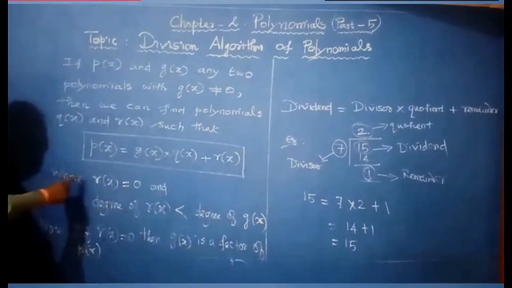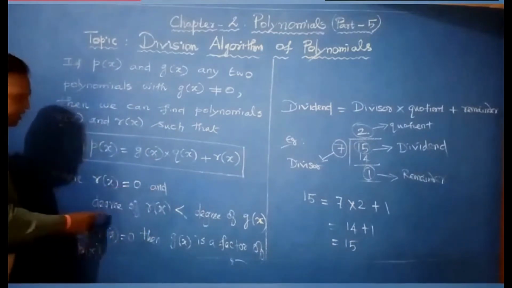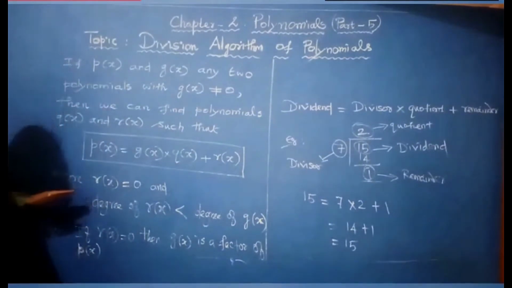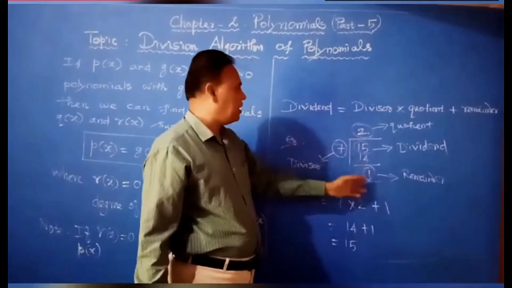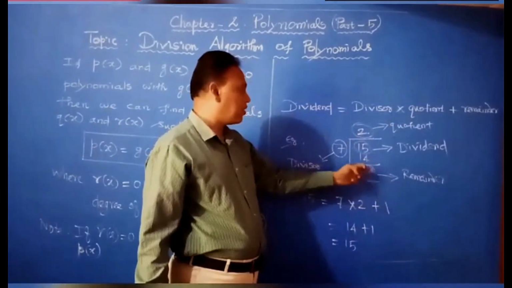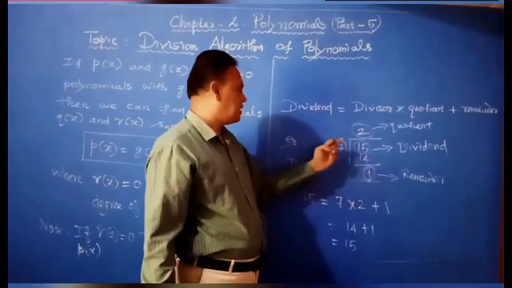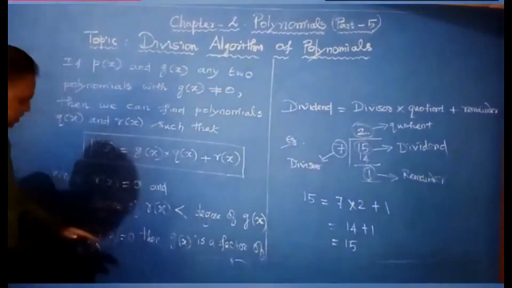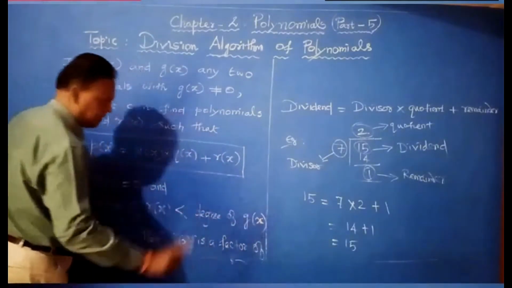Here r of x equal to 0 or degree of r of x less than degree of g of x. This condition you have to remember. Always see for this example when you divide, sometimes you will get remainder 0. Sometimes what you will get is less than the divisor. The remainder is less than the divisor. Understand? Same way here, we are using degree. Degree of r of x less than degree of g of x.